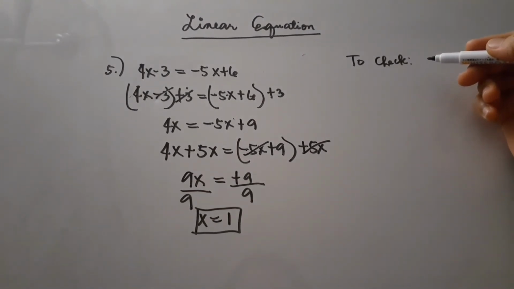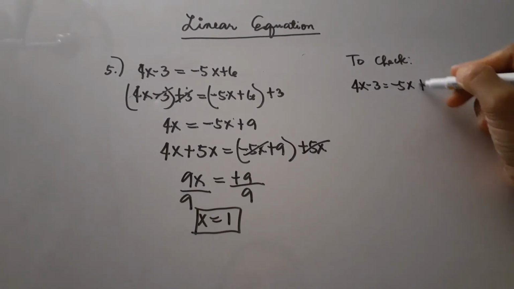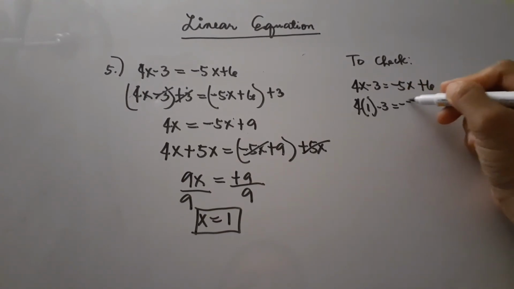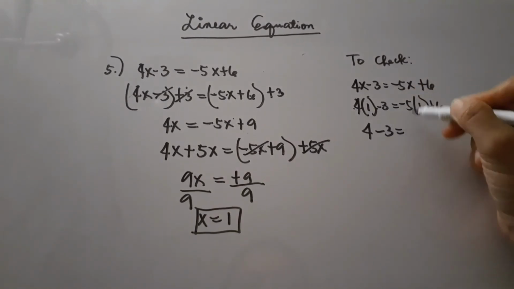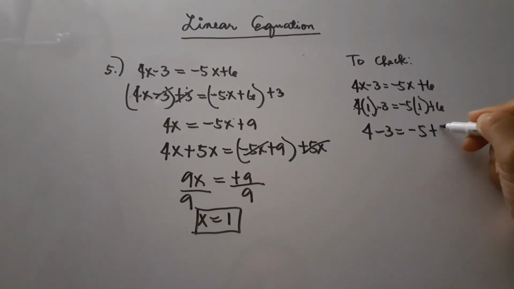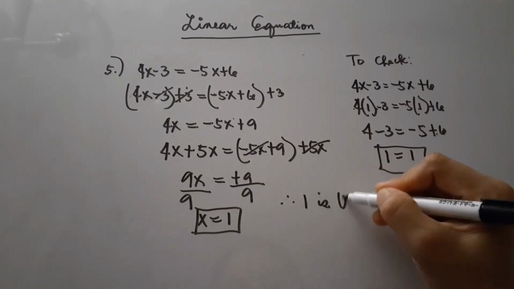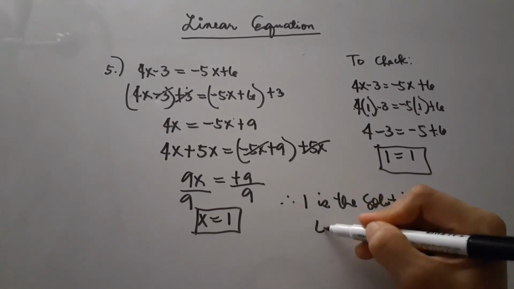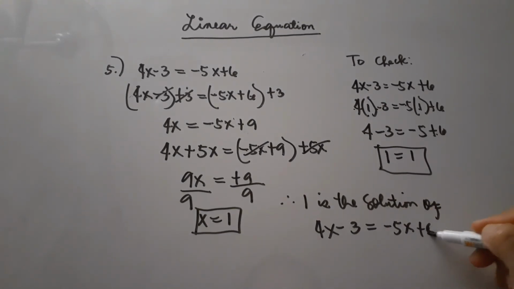distribute the value of x in the equation. So we have 4x negative 3 is equal to negative 5x positive 6. So we distribute the value of x, which is 1. So 4 times 1, negative 3 is equal to negative 5 times 1, positive 6. So we have 4 times 1 becomes 4, negative 3 is equal to negative 5 times 1 becomes negative 5 and plus 6. So 4 minus 3 is equal to 1. Negative 5 positive 6 is equal to 1. Therefore, the solution of the equation 4x negative 3 is equal to negative 5x positive 6 is 1.